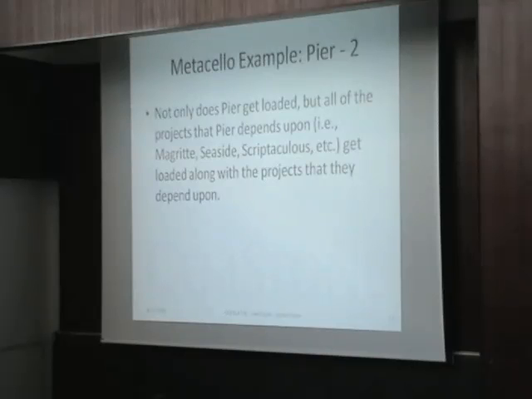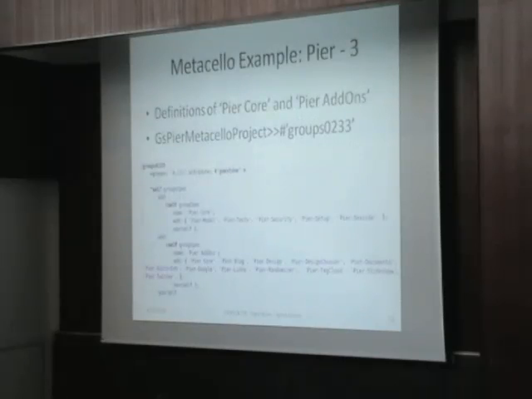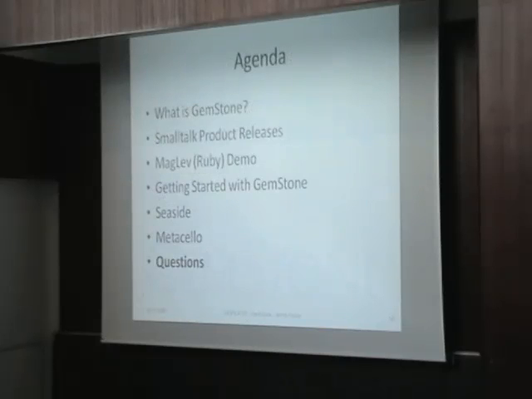So for the things that Pier depends on, if these parts of Magritte are needed, this part of Seaside, if Scriptaculous is part of it, then it will come in. If it's not, then it doesn't need to come in. So if you want to see what the GS Pier Metacello project is, there's a picture of it. Pier 4 has model, test, security, setup, and Seaside. And the add-ons: log, design, tag cloud, randomizer, Twitter, and so on. So this is a way of identifying this is what we want to load. So I think that brings us up to our closing point.